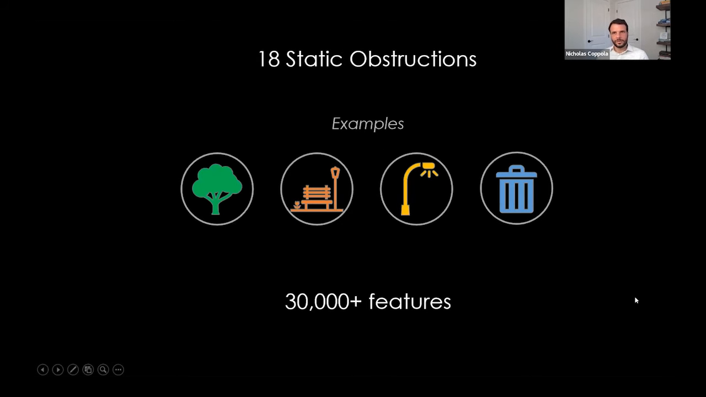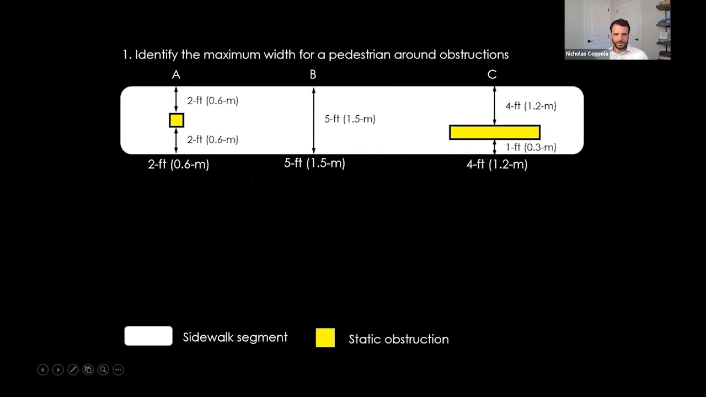I want to be more clear in terms of what we're talking about when we say static obstructions. When we talk about static obstructions, we're taking a look at street trees, benches, lighting, and garbage cans that are on the side of the road. And in total, there were over 30,000 of these features in sidewalk polygons in the data set.